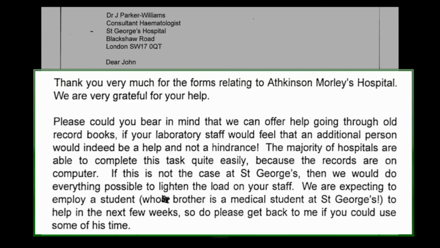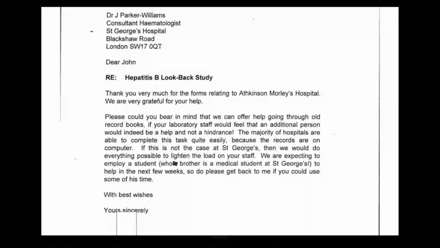So again, we see in 1996 in the hepatitis B look-back study, difficulties being raised in relation to medical records at the hospital level for exactly what had happened to blood components. We then continue to NHBT 2030267_002, please.